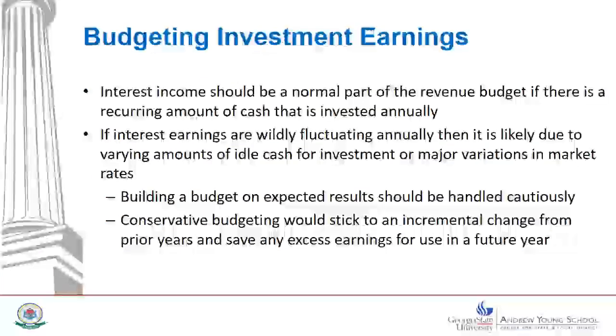What if the idle cash does accumulate enough to make investments that produce earnings or interest? What then? If there is a recurring amount of interest earnings, then that amount should be part of the normal budget process. But if interest earnings are wildly fluctuating annually, then it's likely due to varying amounts of idle cash that can change at unpredictable points.